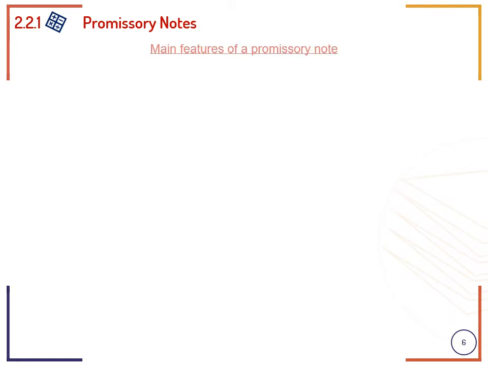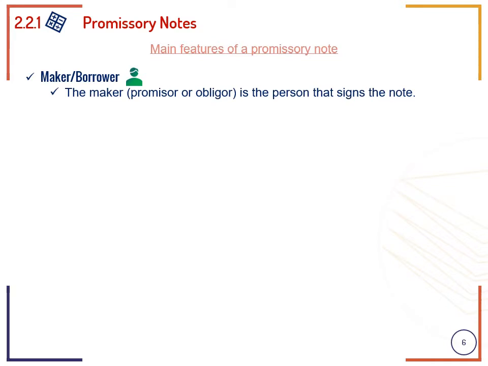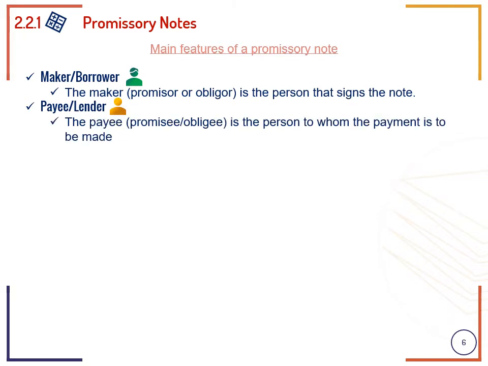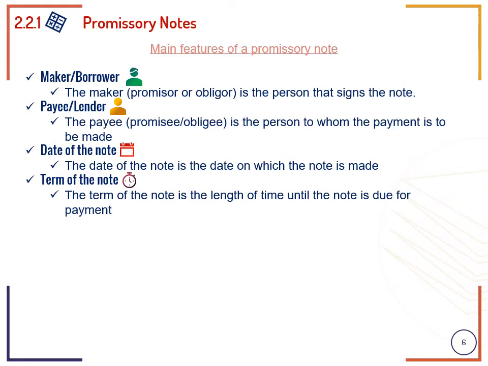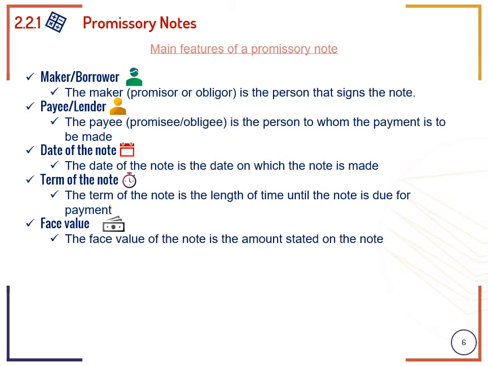The main features of a promissory note are as follows. Maker. The maker, also known as the promisor or obligor, is the person that signed the note. Payee. The payee, also known as the promisee or obligee, is the person to whom the payment is to be made. Date of the note. The date of the note is the date on which the note is made. Term of the note. The term of the note is the length of time until the note is due for payment. Face value. The face value of the note is the amount stated on the note.